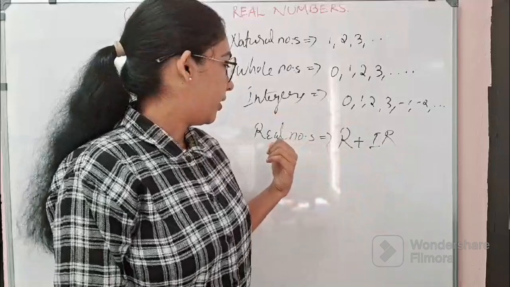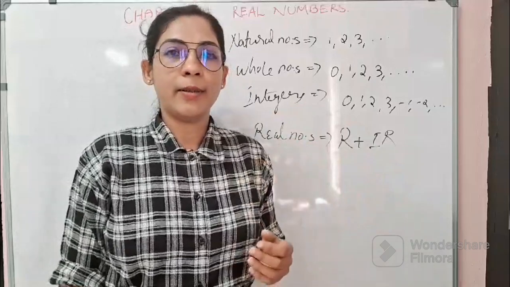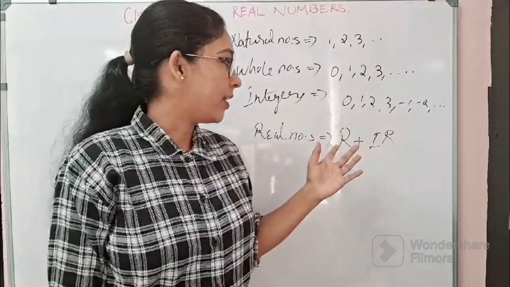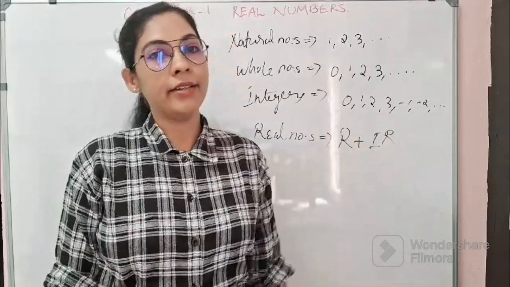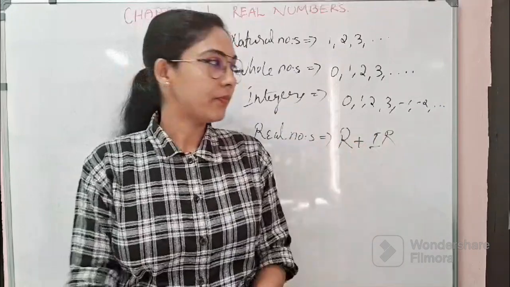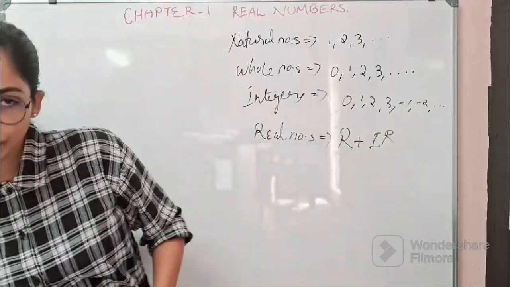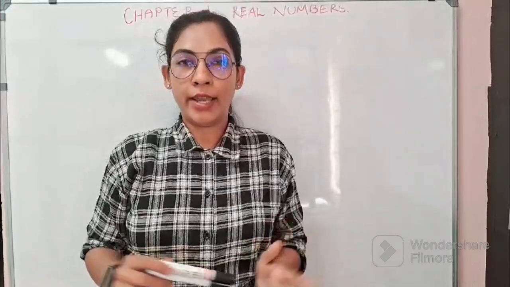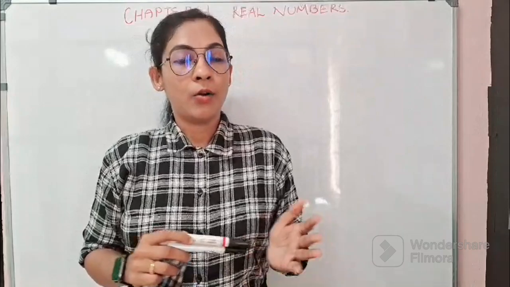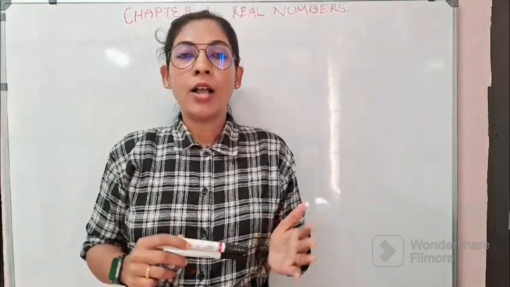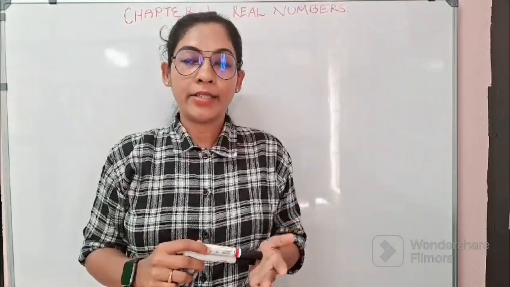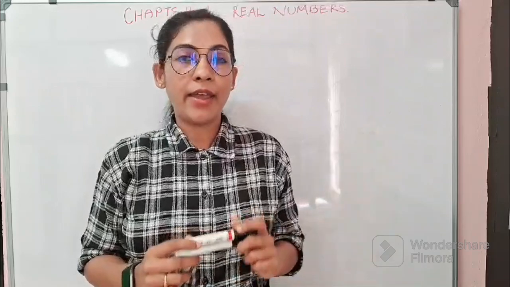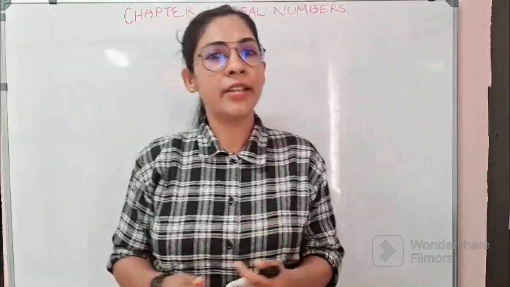And finally real numbers. What is real numbers? Real numbers are a set of numbers that contain all rational numbers and irrational numbers. So the natural numbers are counting numbers, that is 1, 2, 3, etc. Whole numbers are all natural numbers with 0, and the integers are negative, positive numbers and 0 together known as integers. And finally real numbers are rational numbers and irrational numbers.